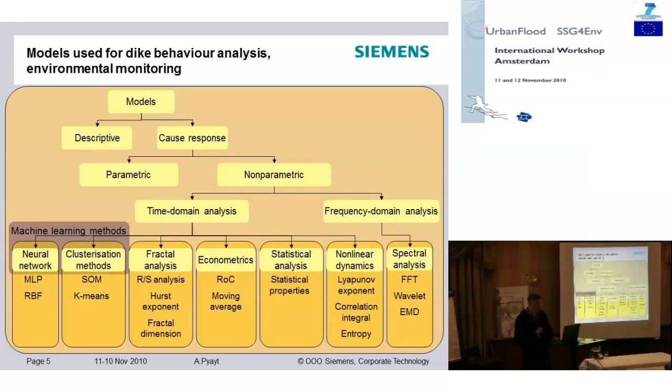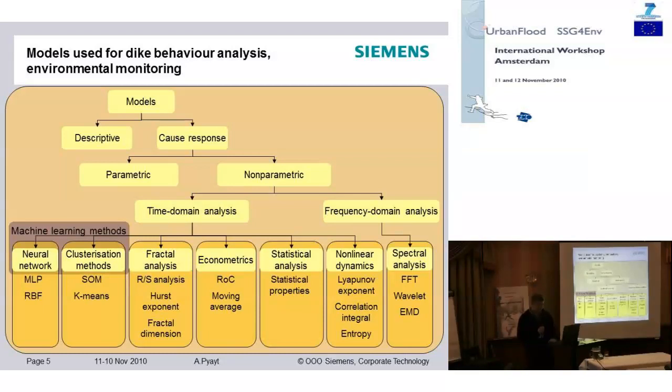There are two common classes of such models. Descriptive models, they are restricted to pure geometrical description of failure modes. Parametric cause response models, they include also external influence, but these are more physical models. And we have also non-parametric cause response models. Advantage of these models is that they are derived from measurements.